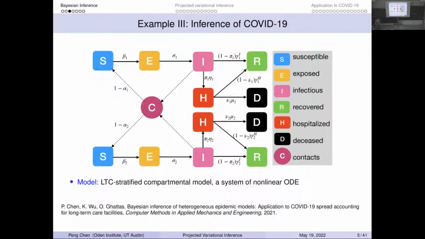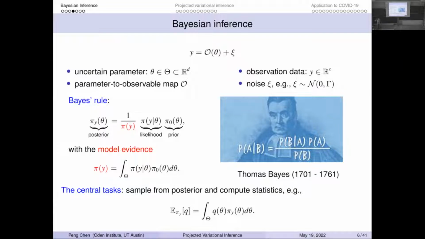All right, so with these three different examples, I'd like to come to an abstract formulation for Bayesian inference, where we have an uncertain parameter theta, and theta is in the parameter space, which is d-dimensional. And d could be finite, like in the gravitational wave inference, or infinite dimensional, like a random field or stochastic process. We have observation data y living in dimension s, and a parameter-to-observable map O, which might depend on some model. Essentially, in the last three examples it depends on the model output. And we have the observation noise xi, which we typically assume is additive and Gaussian. The Bayesian rule states that the posterior is given by the likelihood times the prior divided by the model evidence, or normalization constant pi(y), which is essentially an integral of the likelihood with respect to the prior.